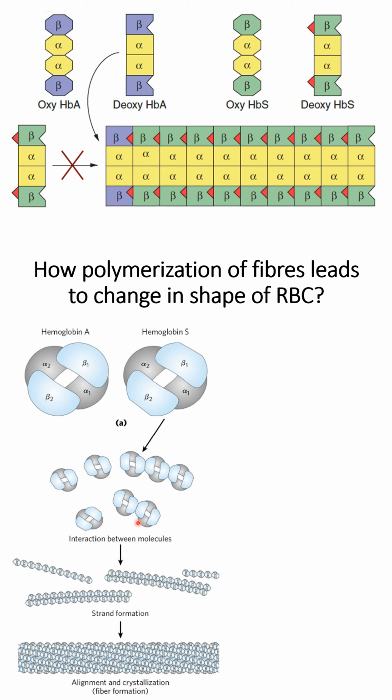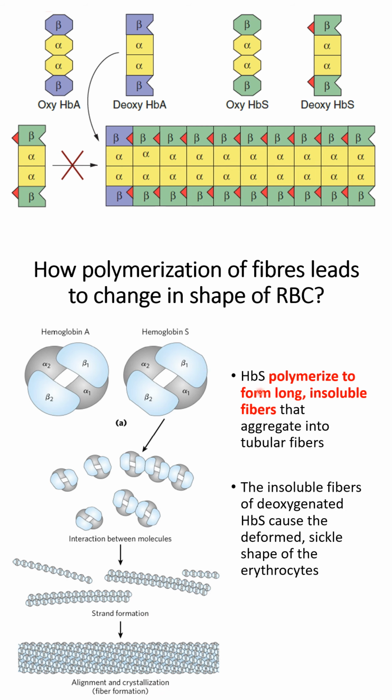Interaction between the molecules will lead to strand formation like this, and more strands will form and aggregate together to form these fibers. Hemoglobin S polymerizes like this to form long insoluble fibers, and that in turn more and more aggregates to form tubular fibers when there is constant hypoxia. So now these insoluble fibers of deoxygenated HbS will cause the deformed sickle shape of RBCs instead of the normal biconcave shape of RBCs.